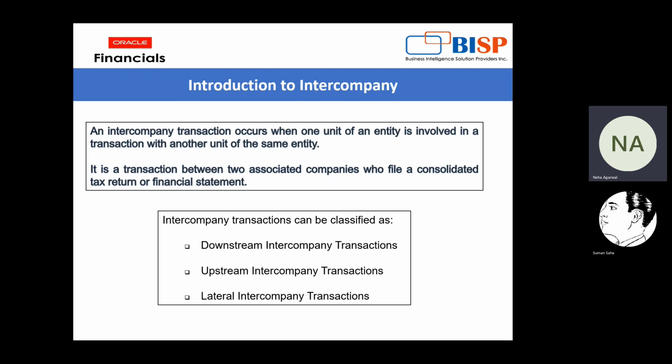Now, let's see what are the types of intercompany transactions. Intercompany transactions can be of three types: downstream intercompany transactions, where the transactions flow from the parent to its subsidiary; upstream intercompany transactions; and lateral intercompany transactions, which are transactions between subsidiaries. Upstream is transactions flowing from subsidiary to parent, and downstream from parent to subsidiary. Okay, let's move to the next slide.